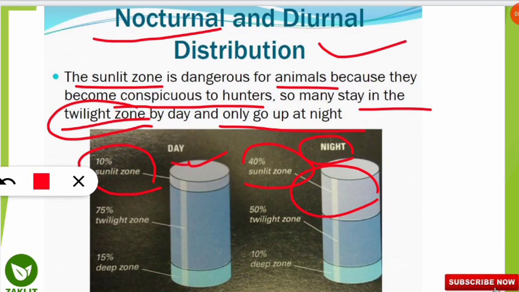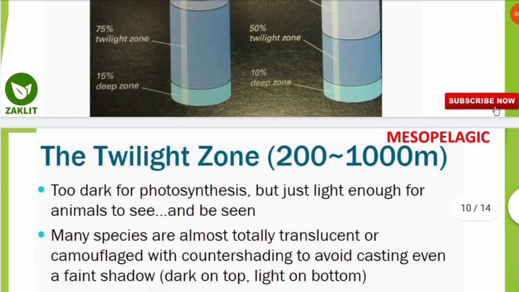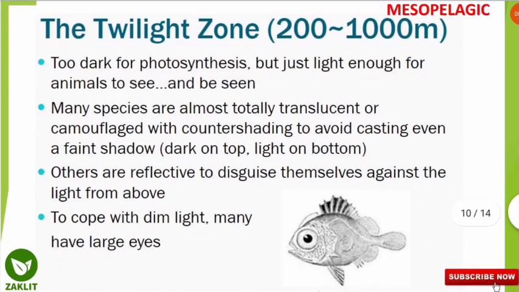But in the daytime only 10% of the organisms live, and 75% live in the twilight zone in order to avoid the predator. Let's move to the next slide. Here we will learn about the twilight zone. So we are discussing the twilight zone, where organisms live to avoid the predator. They are not going to the top zone, that is the epipelagic zone.